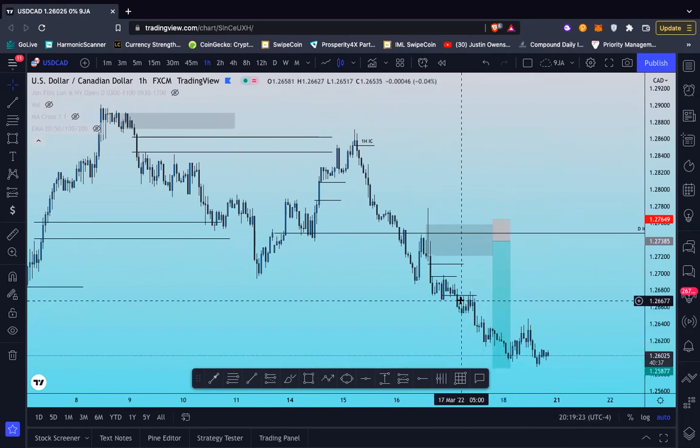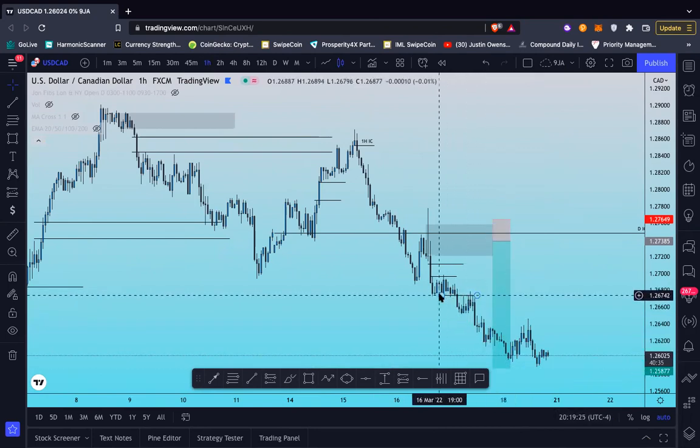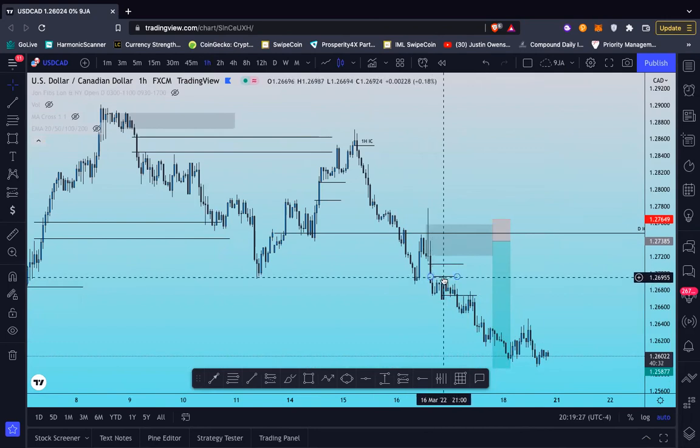I was hoping for here to get that reaction earlier in the day, into this. But I missed that reaction into this imbalance, and price did what it did afterwards. So it's only right, it's only normal, and it's just fine, guys. So USD CAD, that's what's going on.